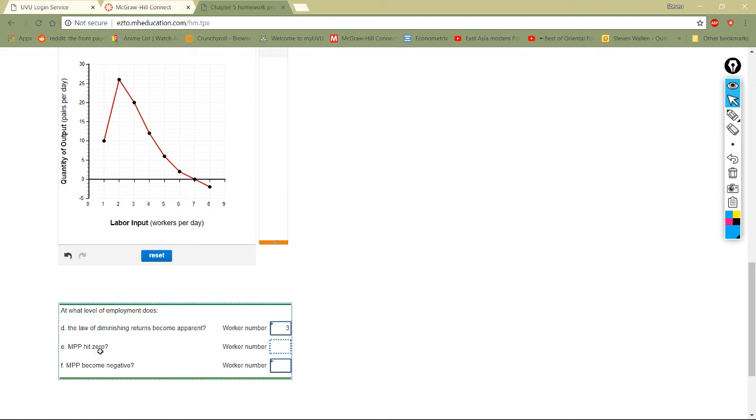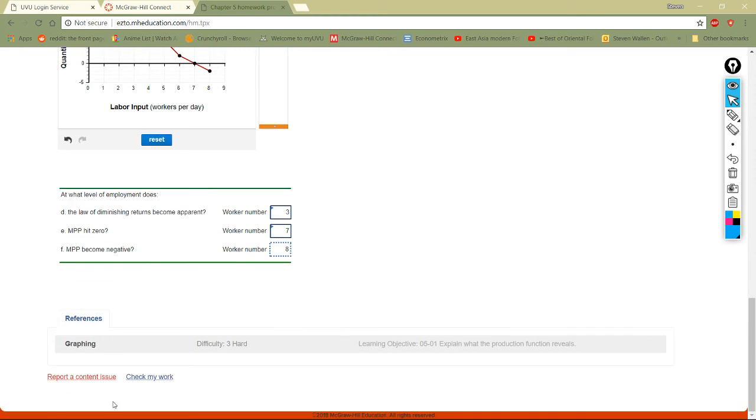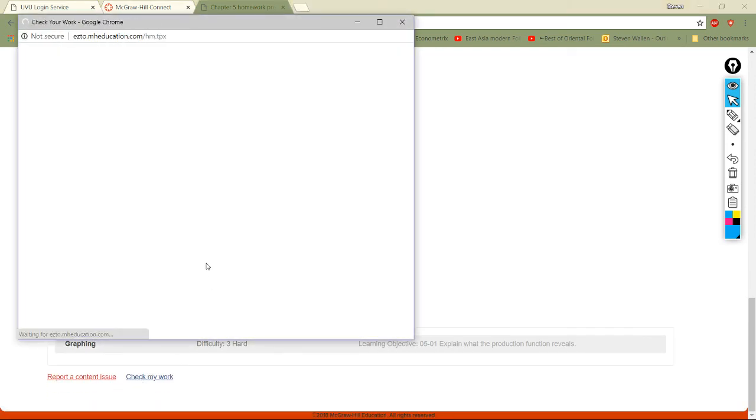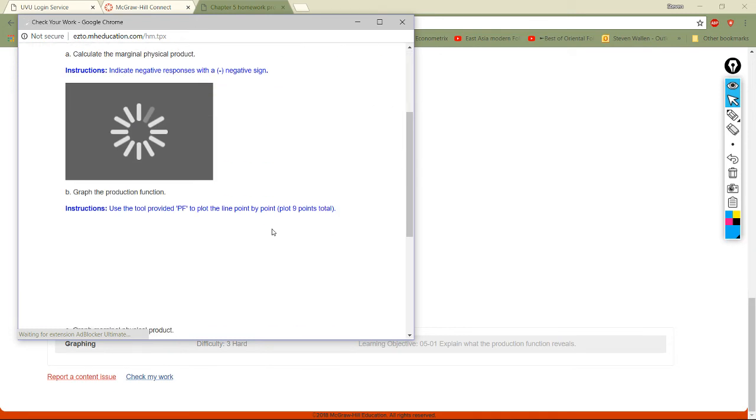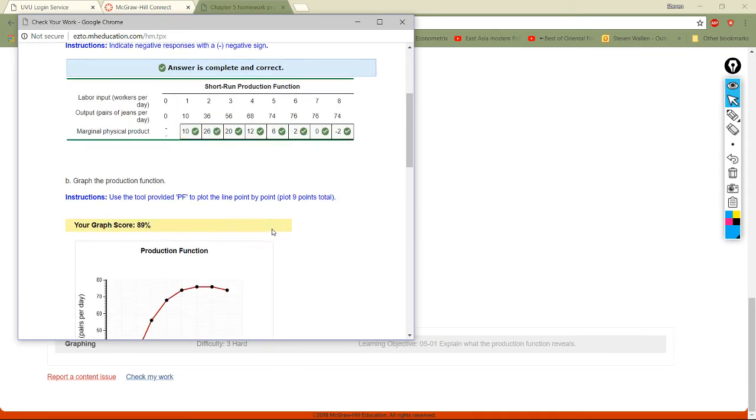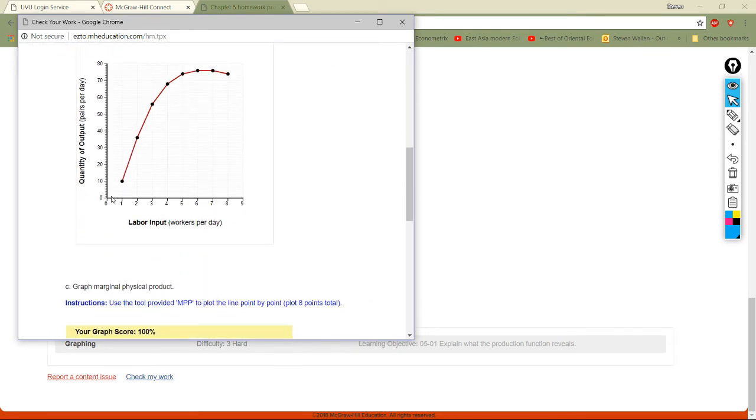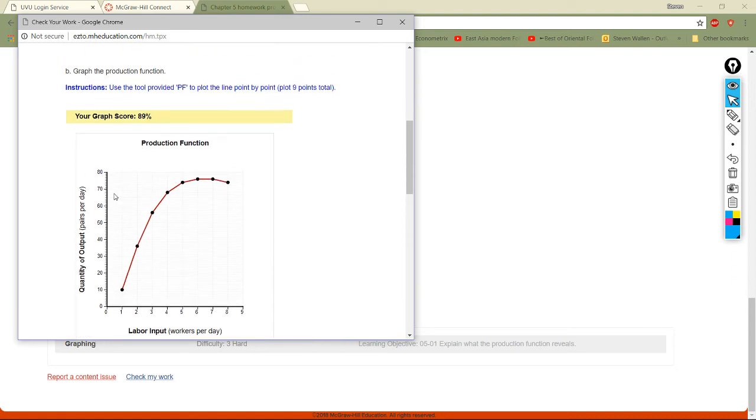MPP hit 0. Boom, at 7 we hit 0 right there. And MPP became negative. Yeah, right there at 8. Alright, let's double check this. It might have wanted us to plot the 0 point, so we'll find out. And it did. It wanted us to plot the 0 point here.